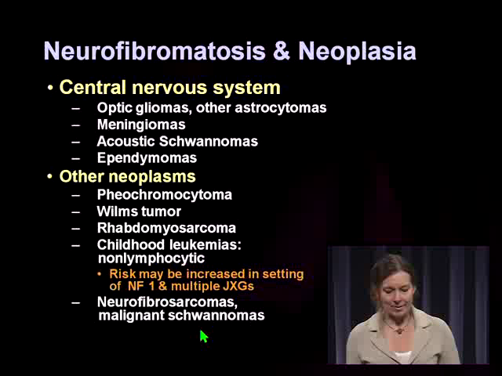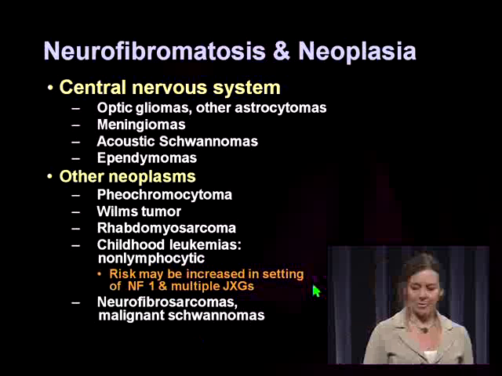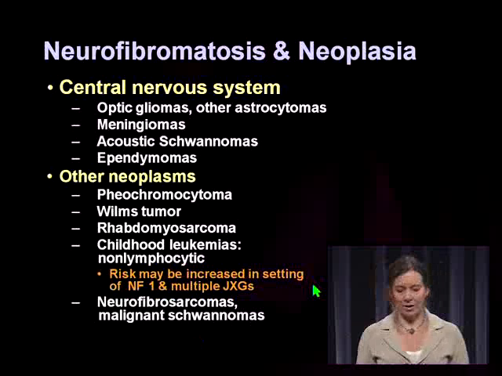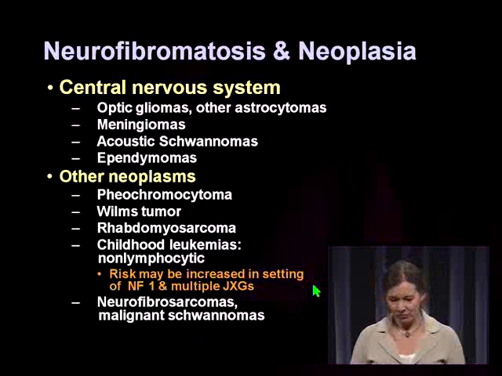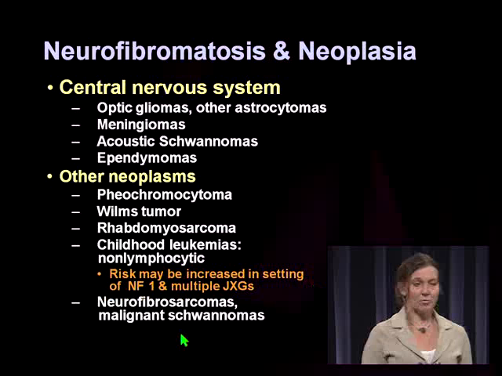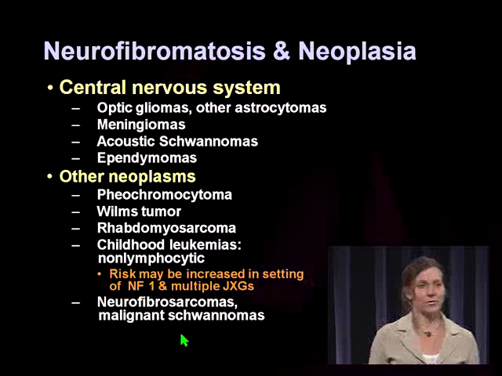And there's some controversy, but there's some belief that patients that have multiple juvenile xanthogranulomas carry an increased risk of developing leukemia. Also, especially those plexiform neurofibromas have some risk of malignant degeneration, and you can get neurofibrosarcomas.